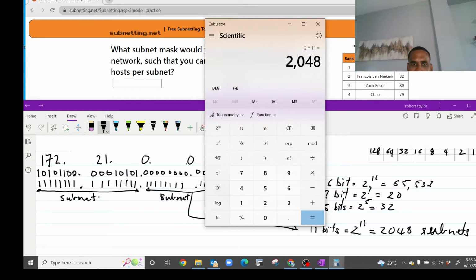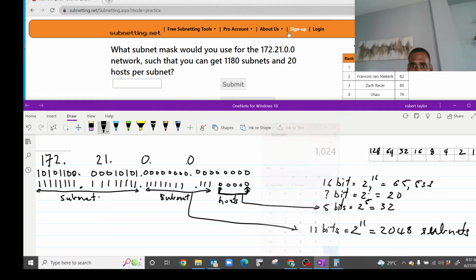What if I made it 10? What if I had taken 10 bits? Let's see what happens if I took 10 bits. If I said 2 raised to the power of 10, that is 1,024. So I couldn't use 10 bits. I wouldn't get enough subnets. So even though it doesn't match exactly, I still have to use 11 bits.